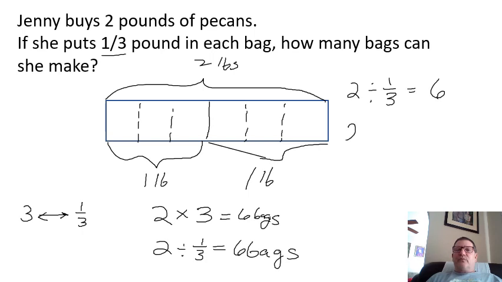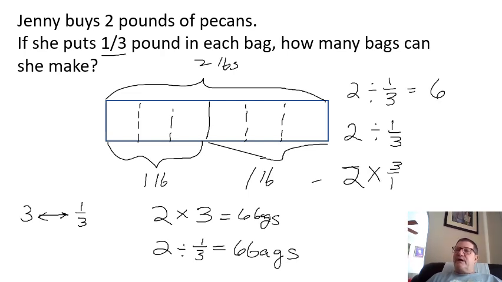Well, 2 divided by 1/3. What we hear a lot of times is "flip, skip, flip, and multiply." So what they're saying is skip the first number, flip your fraction. So we're going to flip the 1/3 to 3/1. And then we're going to change the division sign to multiplication.